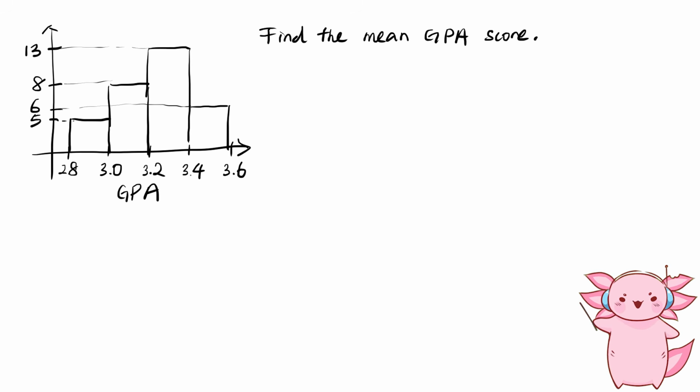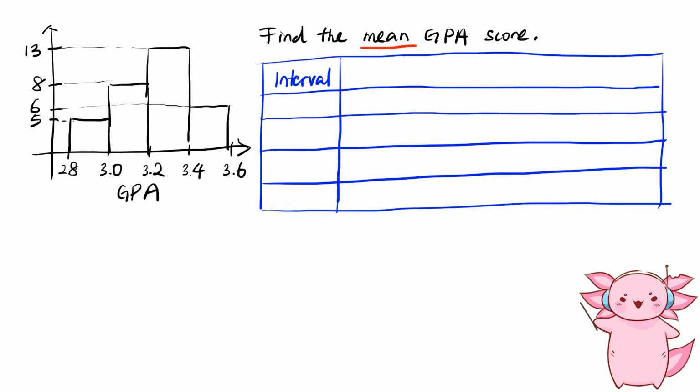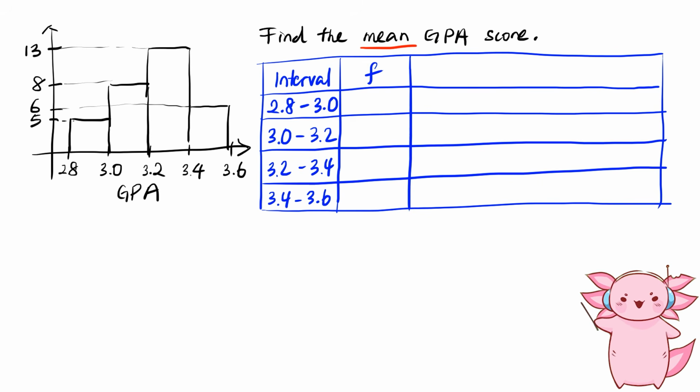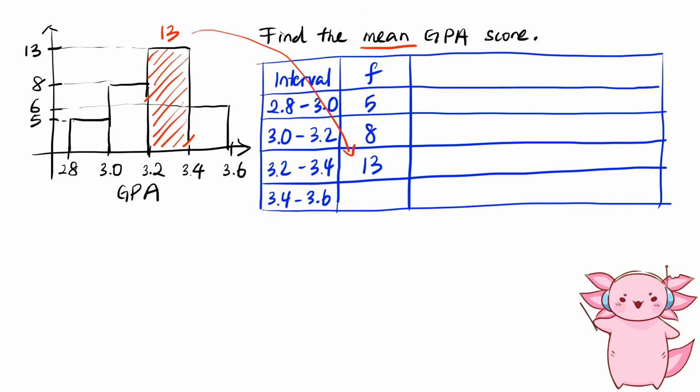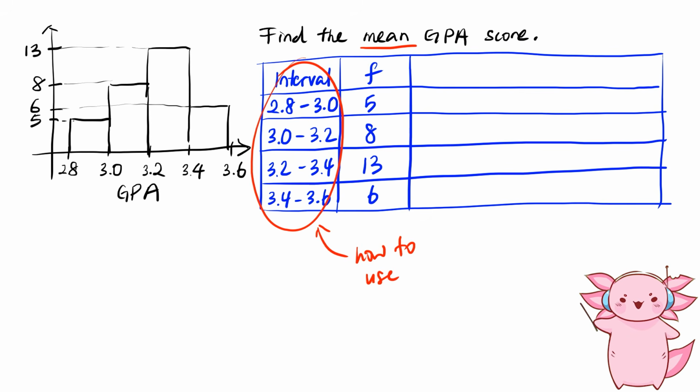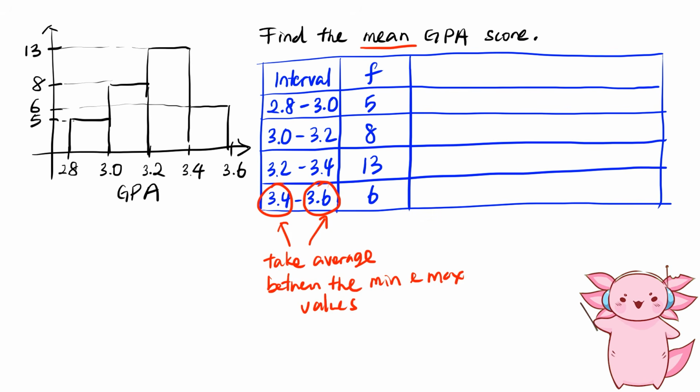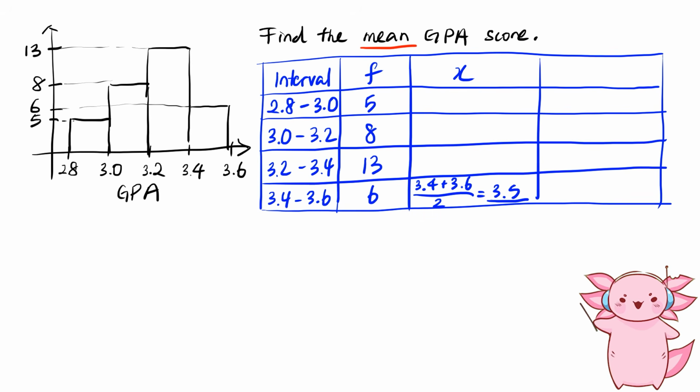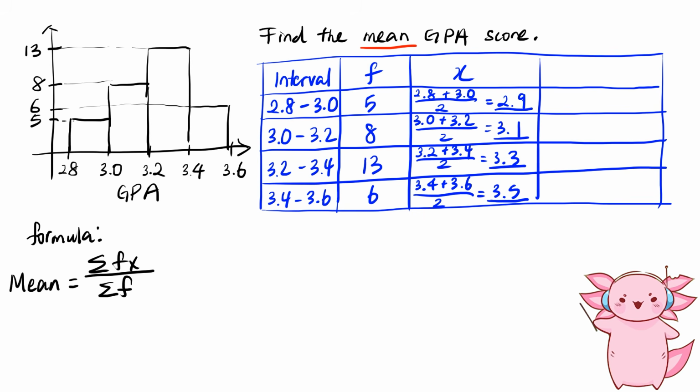Remember our example of our histogram of people's GPA? Let's try to find the mean of this dataset, and we can start by drawing a table of the class interval and the frequency, and let's fill up the values over here. You can also start to notice that we can't really use the class interval as our x variable since it's a range of values. So we have to take the average between the minimum and the maximum, and let's create another GPA column here. Now looking back at our formula, we need to find the sum of f.